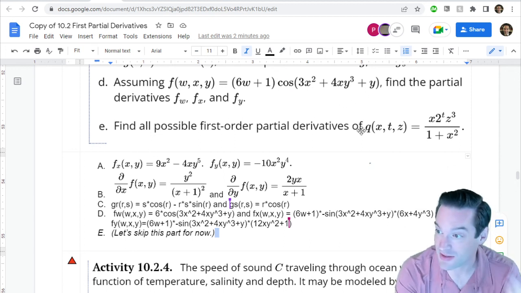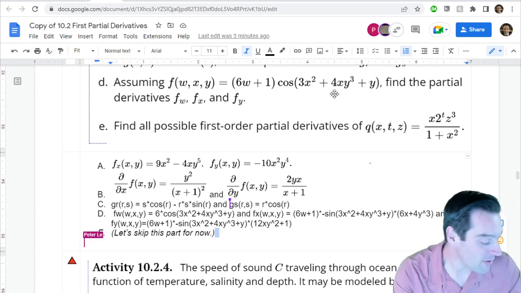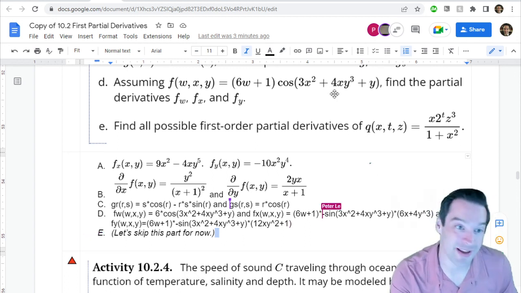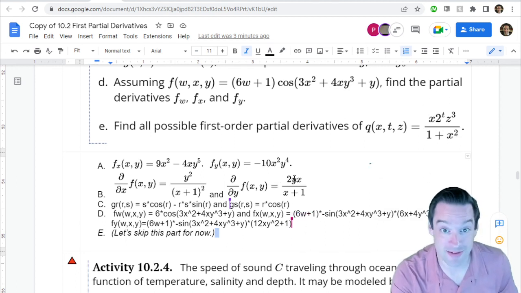Great, and then part E is the same kind of deal. Since it's just like part D, let's skip it for now. But if you ever want to get some more practice with the quotient rule and taking the derivative of exponential functions that have a base that's not e, feel free to come back to that one later.